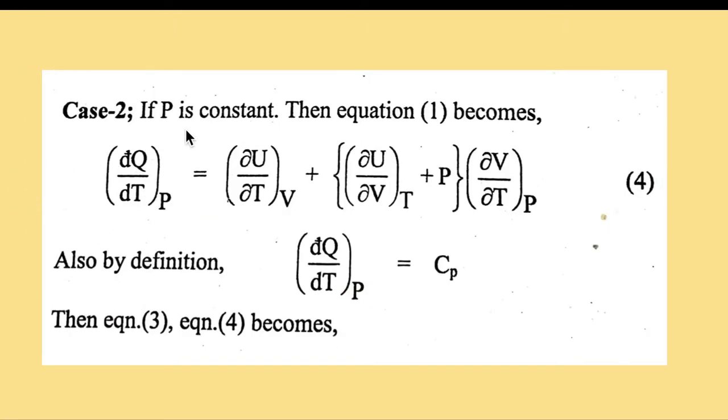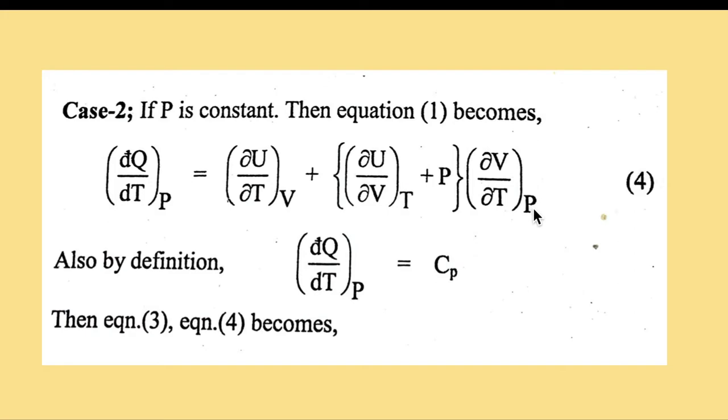And if P is constant, what happens? Our equation first becomes, in place of volume, you are changing it to pressure. d̄Q/dT at constant pressure equals ∂U/∂T at constant volume, because you are not changing this quantity, as this is already a differential at constant volume. ∂U/∂T at constant volume plus [∂U/∂V at constant temperature plus P], and here it is dV/dT at constant pressure.